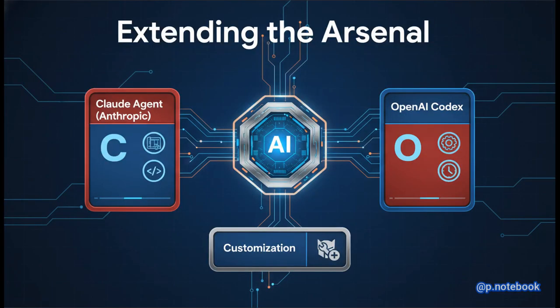And get this, you're not just stuck with the built-in tools. You can expand your orchestra. You can plug in powerful third-party agents right into your workflow. Maybe you bring in Anthropic's Claude for some really advanced autonomous planning, or you use OpenAI's Codex for specific background tasks. You can build a completely custom AI team tailored to exactly how you and your team work.